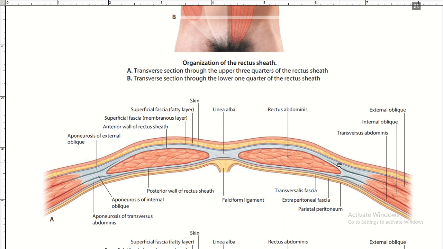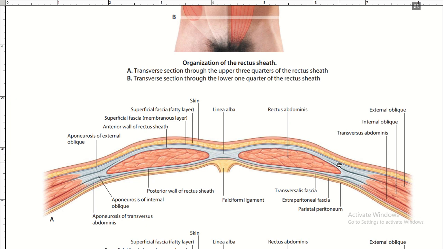So a question can come and say, the internal oblique forms the posterior wall of the rectus sheath. True or false? That is true, because it forms the posterior as well as the anterior wall of the rectus sheath. Good. Right. So what is found in the rectus sheath?